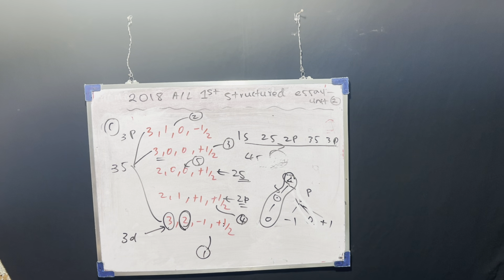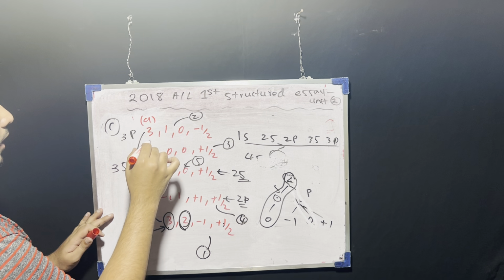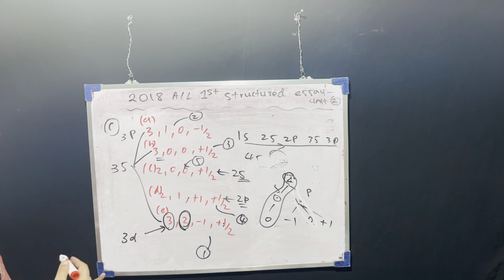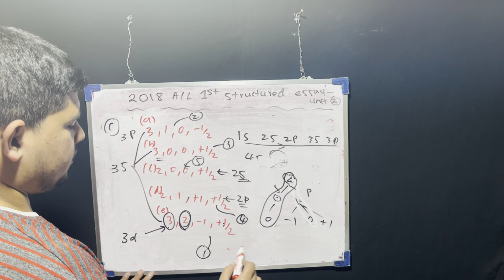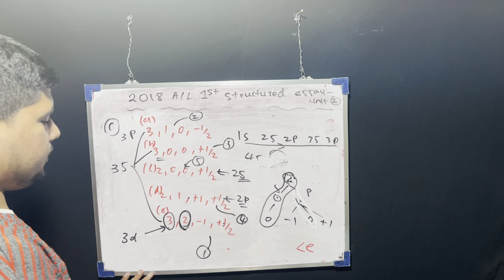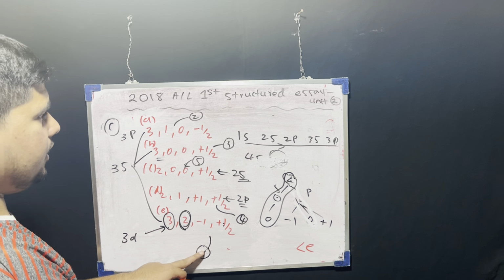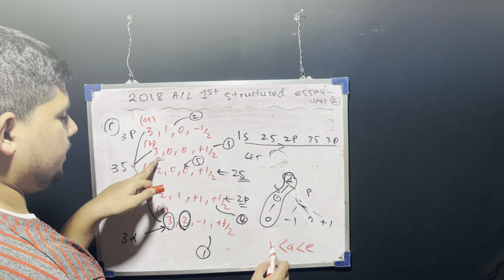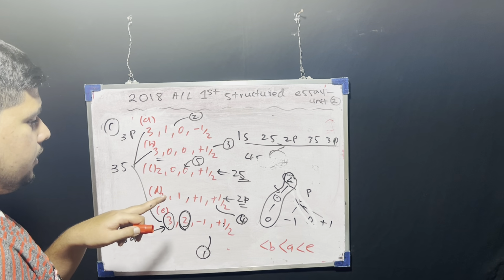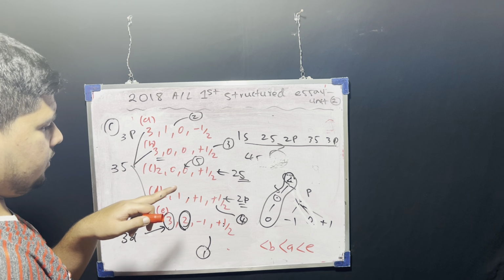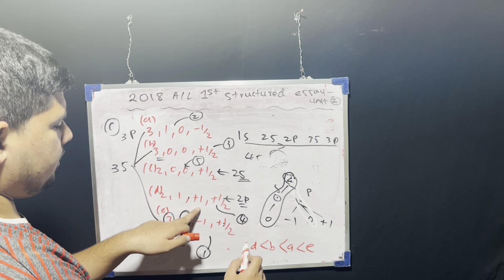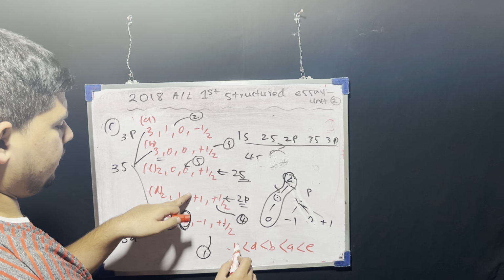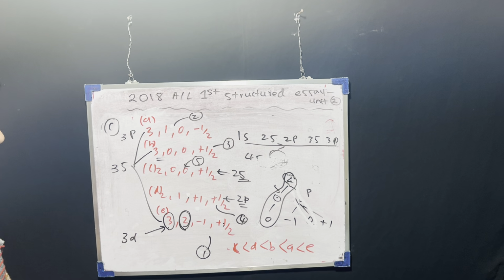Now, let me take these as A, B, C, D, and E. E should be the first one. E should have the highest energy. Next one is A. Next one is B. Next one is D. Next one is C, right? C. This is the order.